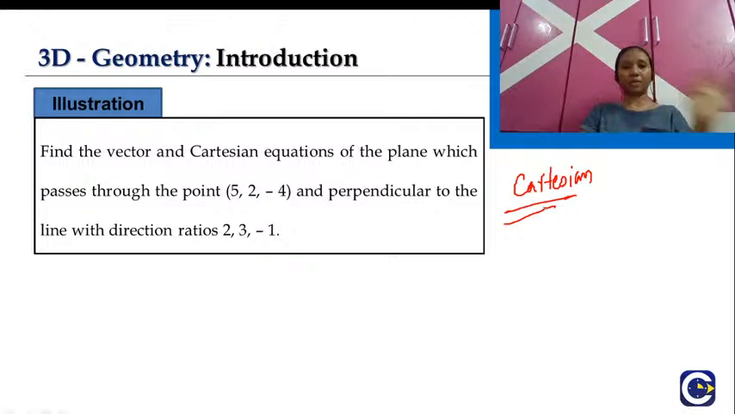So this is not a typical mains question. It's a very elementary level question. But what we have done in the previous one, that is a mains level kind of question.